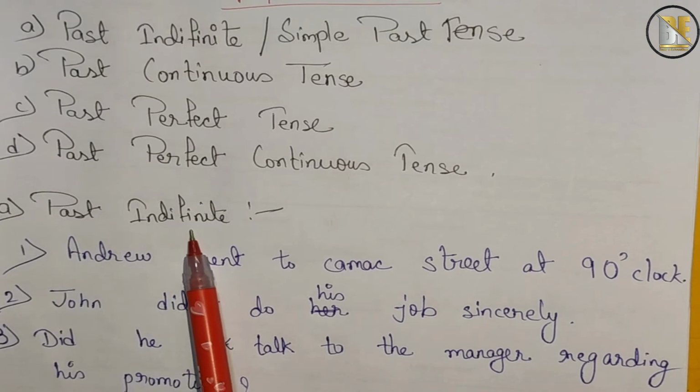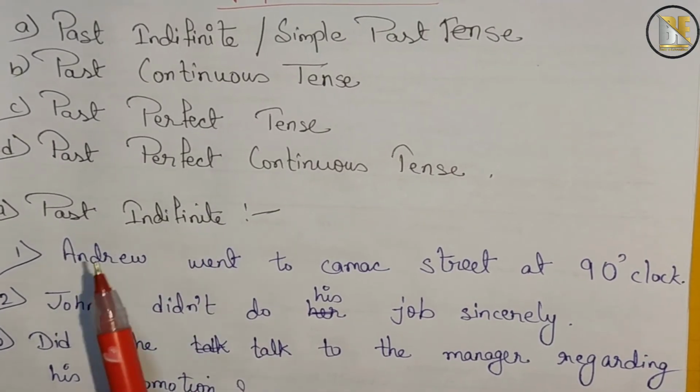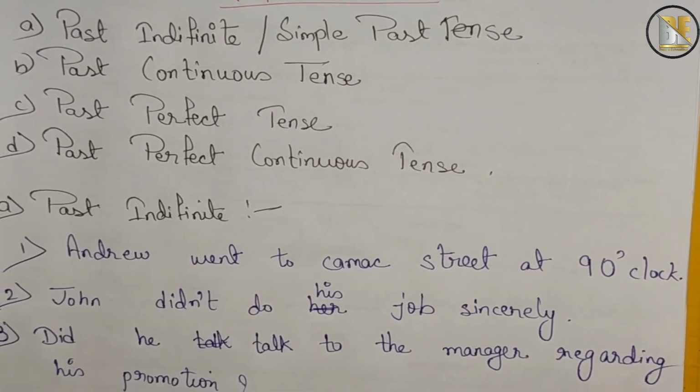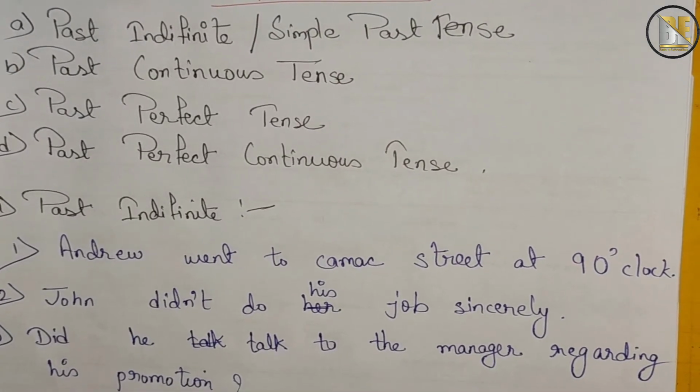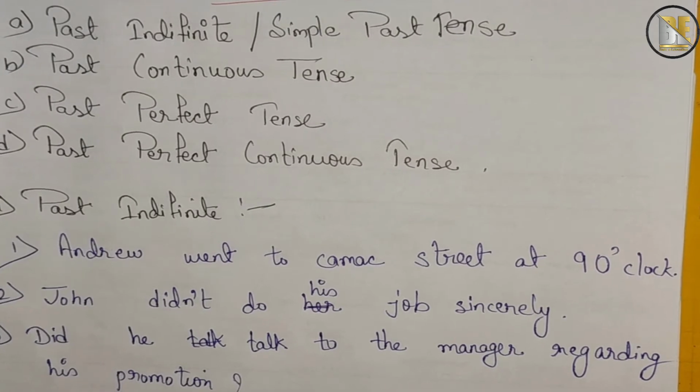So let's start with past indefinite tense. Where do we use this tense? When some action has finished and there is no link between the action and the present time, at that time we use past indefinite tense.